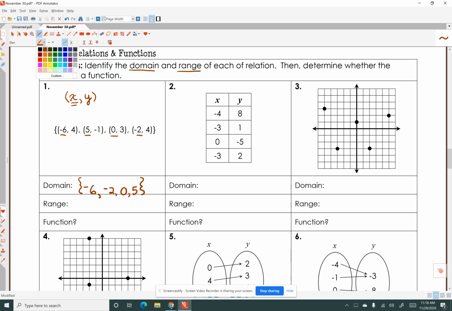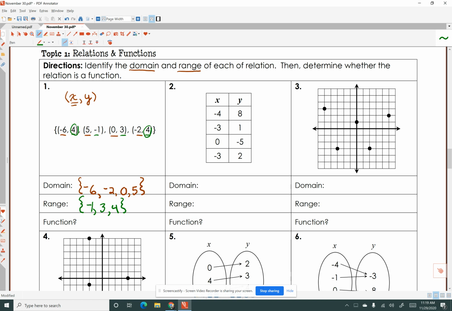Now, for the range, we will look at the y values. Those I've underlined in green. Again, use set notation. You don't always have to have the same number of x and y values. We'll talk more about that in a minute. So we do have a repeater. We have this 4 that repeats. So I only need to write that one time. So it will be -1 because I start with the least value, then the 3, then the 4. Again, finish up my set notation.